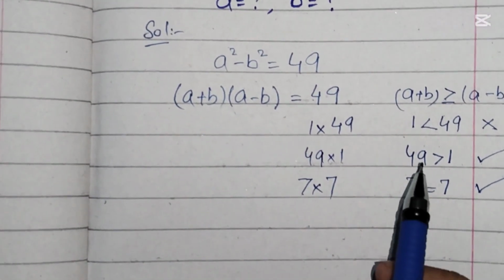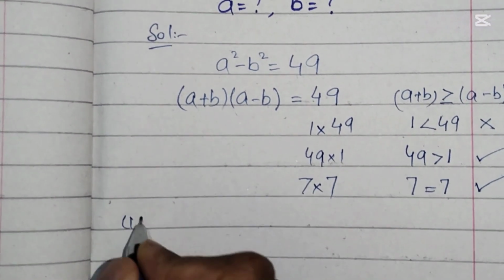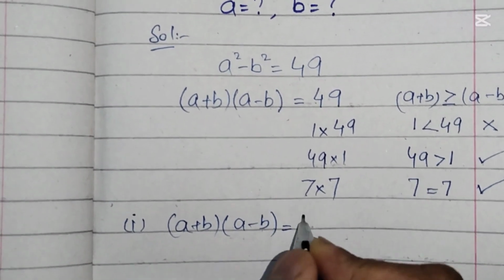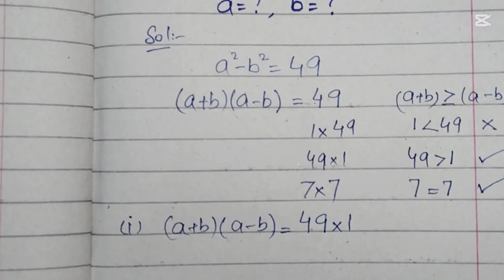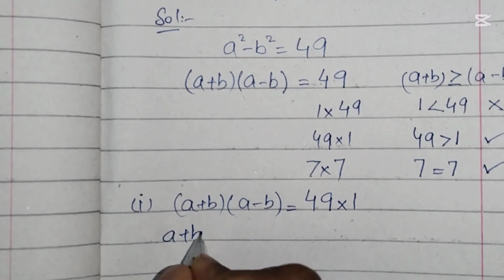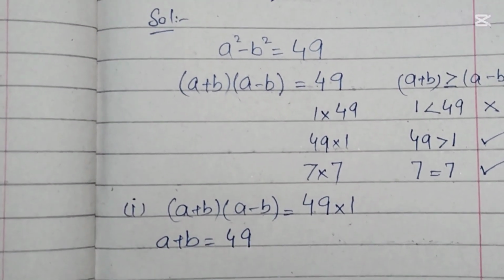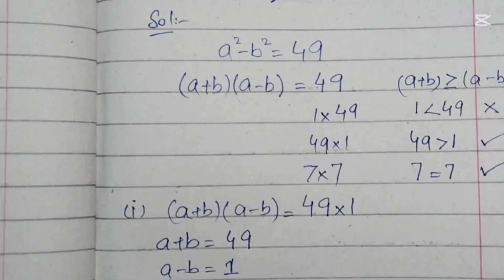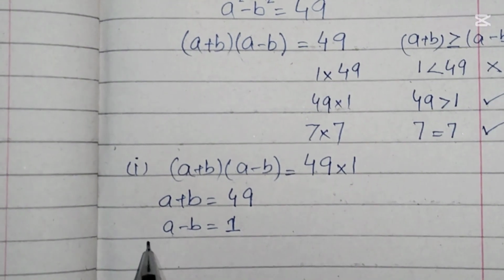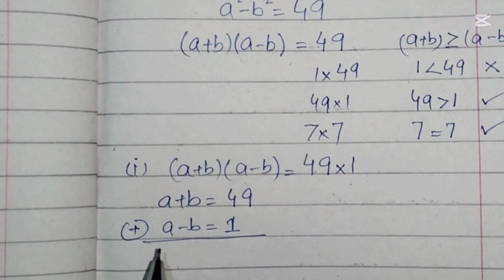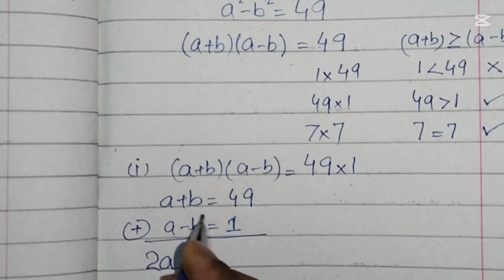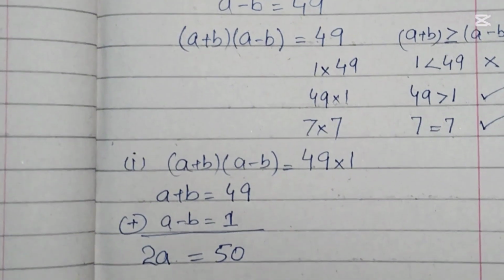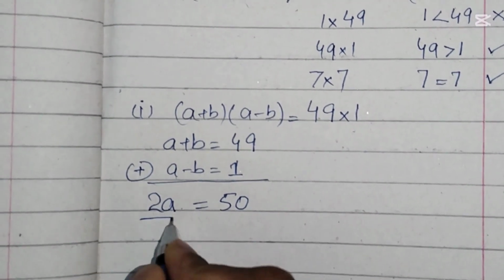Now we will first take this one: (a plus b) times (a minus b) equals 49 times 1. From here we can write a plus b equals 49 and a minus b equals 1. Now we will add these two equations. a plus a is 2a, plus b minus b is 0, and 49 plus 1 is 50. Now we will divide by 2 on both sides.